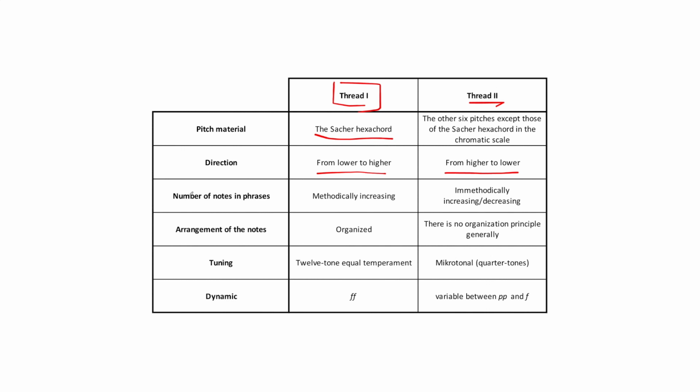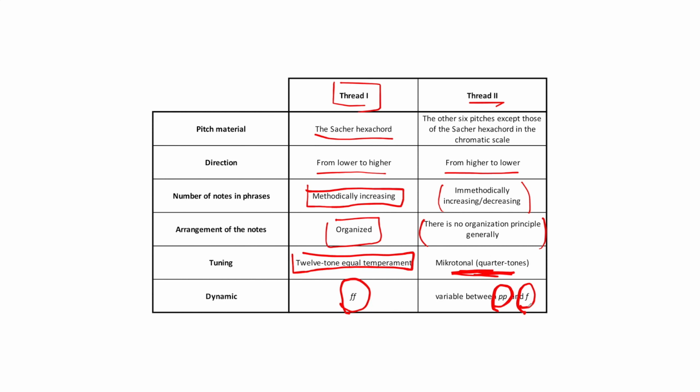Number of notes in phrases. Thread 1 is very methodical, but thread 2 is, as I said, freely composed. Arrangement of the notes. Thread 1 organized, and thread 2 there is no organization principle generally, it is freely composed. Tuning, 12 tone equal temperament, and thread 2 is microtonal. Dynamic is fortissimo throughout the piece, and in thread 2 we have every dynamic level between pianissimo and forte. As you see, it is about balance.